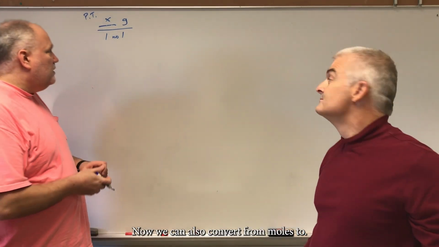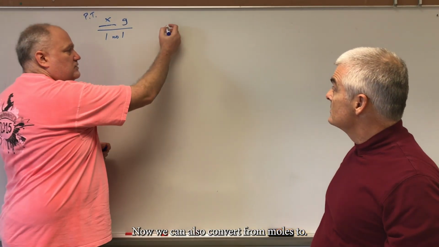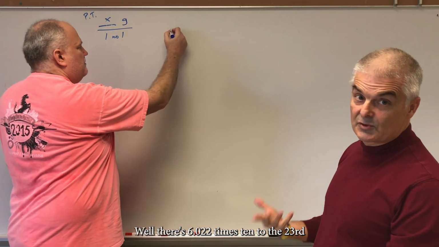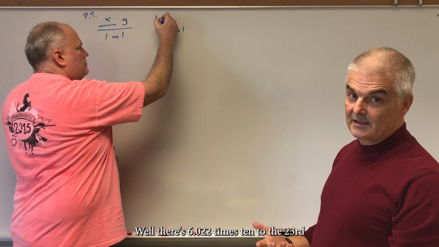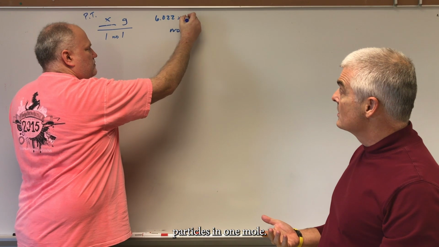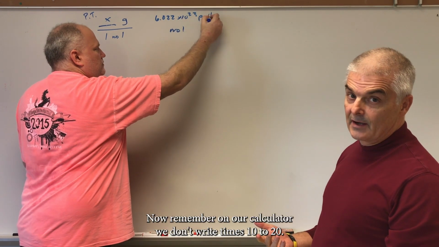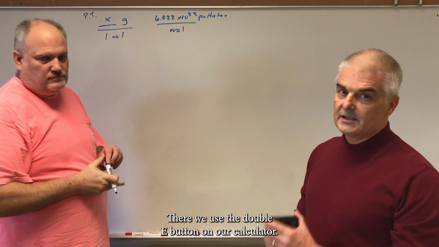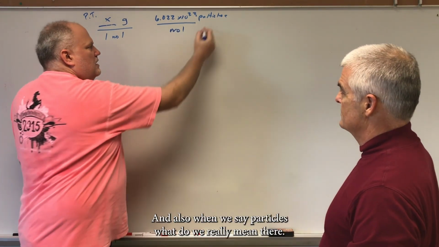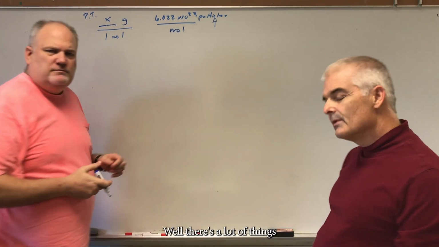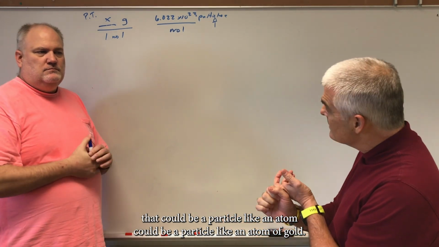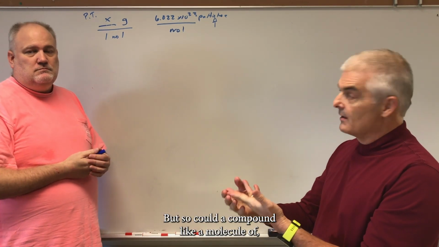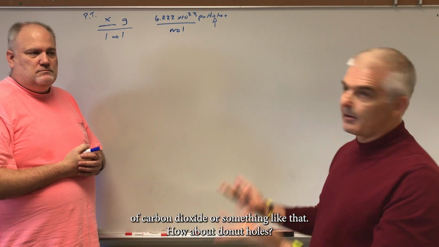Now, we can also convert from moles to particles using Avogadro's number. There's 6.022 times 10 to the 23rd particles in 1 mole. Remember, on our calculator, we don't write times 10 to the 23rd, we use the double E button on our calculators. And when we say particles, what do we really mean? There's a lot of things that could be a particle. An atom could be a particle, like an atom of gold, but so could a compound, like a molecule of carbon dioxide.